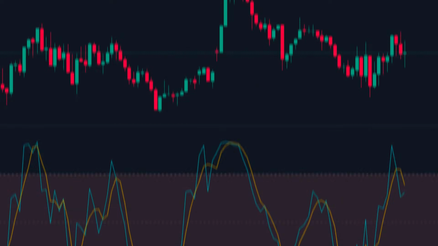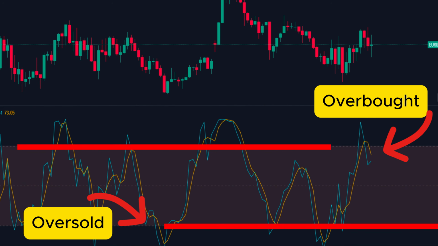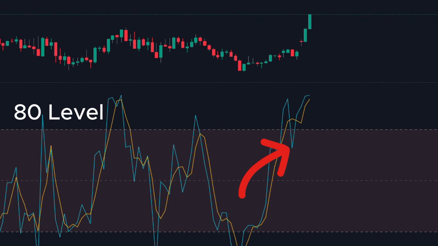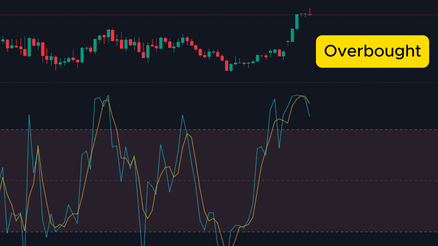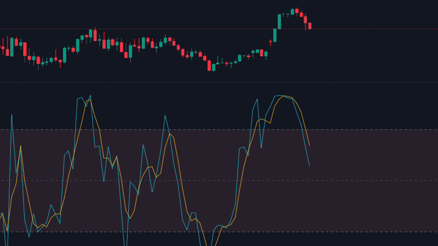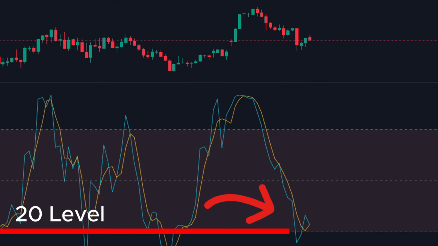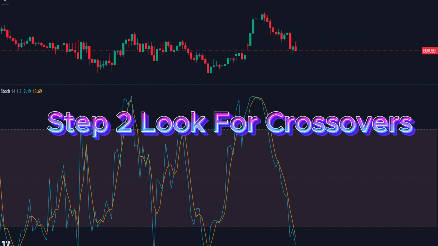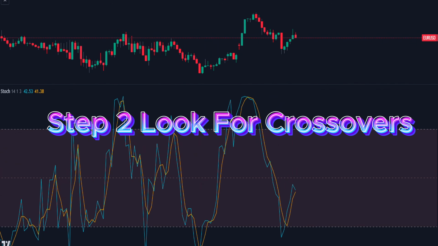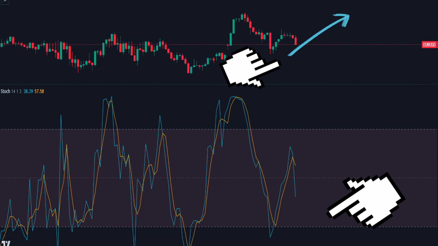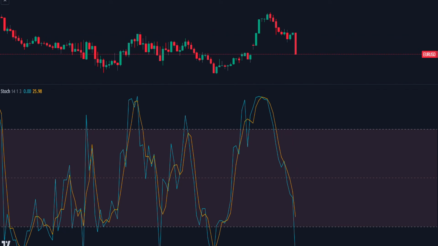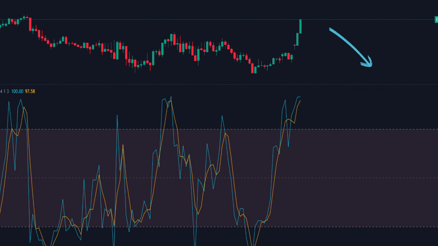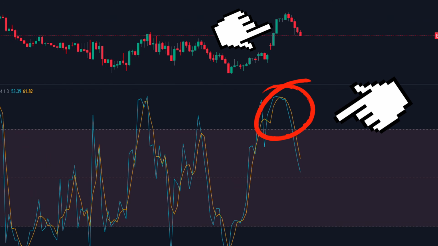Step 1. Identify overbought and oversold levels. The main theory is that when the %K line crosses above the 80 level, it signals that the market is potentially overbought. Conversely, when the %K line drops below the 20 level, it signals that the market is potentially oversold. Step 2. Look for crossovers. A buy signal occurs when the %K line crosses above the %D line in the oversold region, below 20. A sell signal occurs when the %K line crosses below the %D line in the overbought region, above 80.